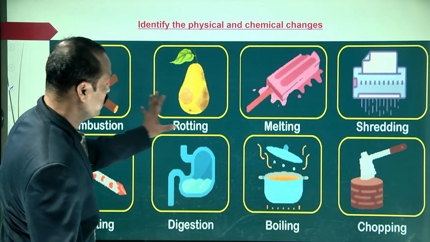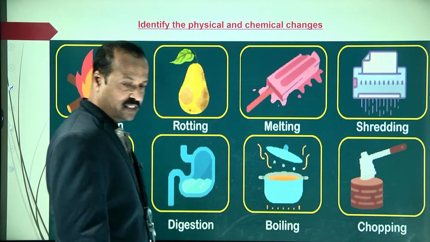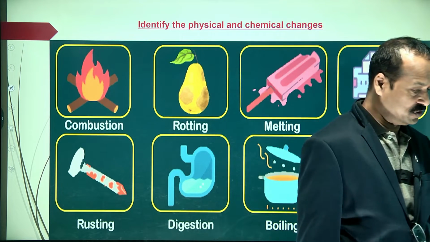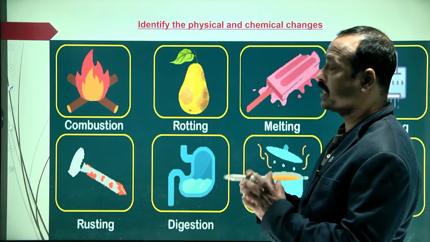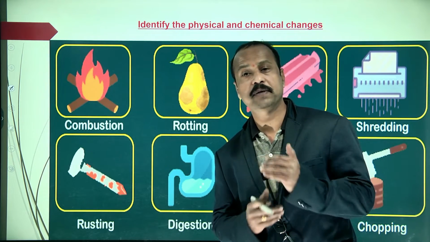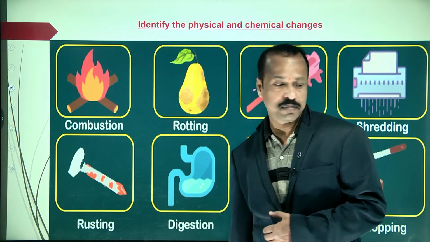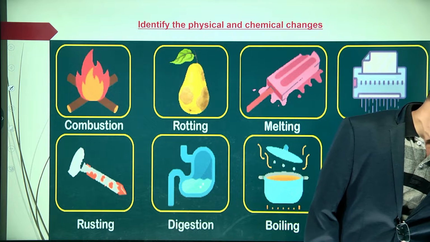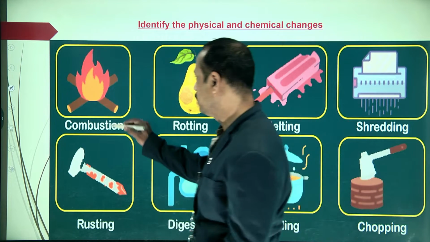Now here some figure pictures are there. In this you have to identify which is a physical change and which is a chemical change. Okay. So first one is combustion. Combustion means burning of any substance in the presence of oxygen. Now is combustion a physical change or chemical change? Sir, it is a chemical change. Very good.